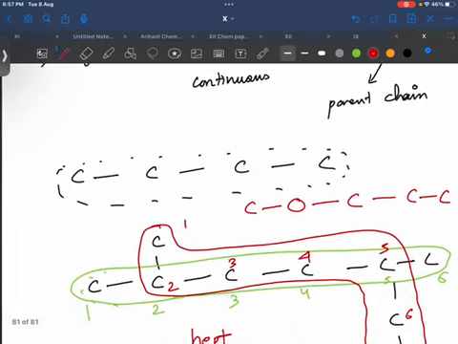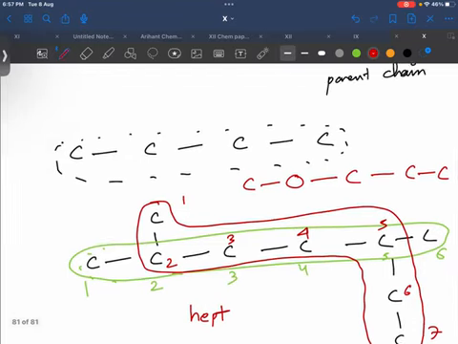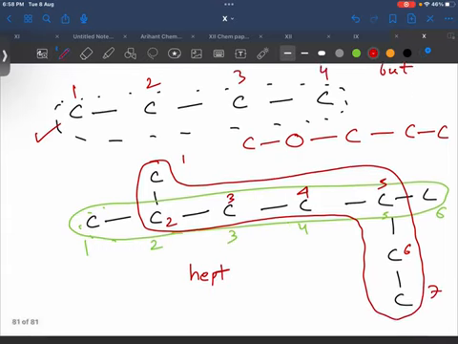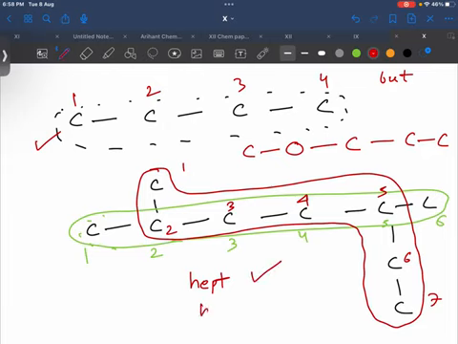I did not use the word longest straight chain. So यहाँ पर देखो, what will be the word root in this case? 1, 2, 3, 4. It will be but something, है ना? Word root will be but. But here, what will be the word root? It will be hept, not hex. ठीक है? Hept होगा, hex नहीं होगा, because hex is not our parent chain. This is the meaning of parent chain. मतलब the compound will be named as hept something, not as hex something. That's why the parent chain is important.